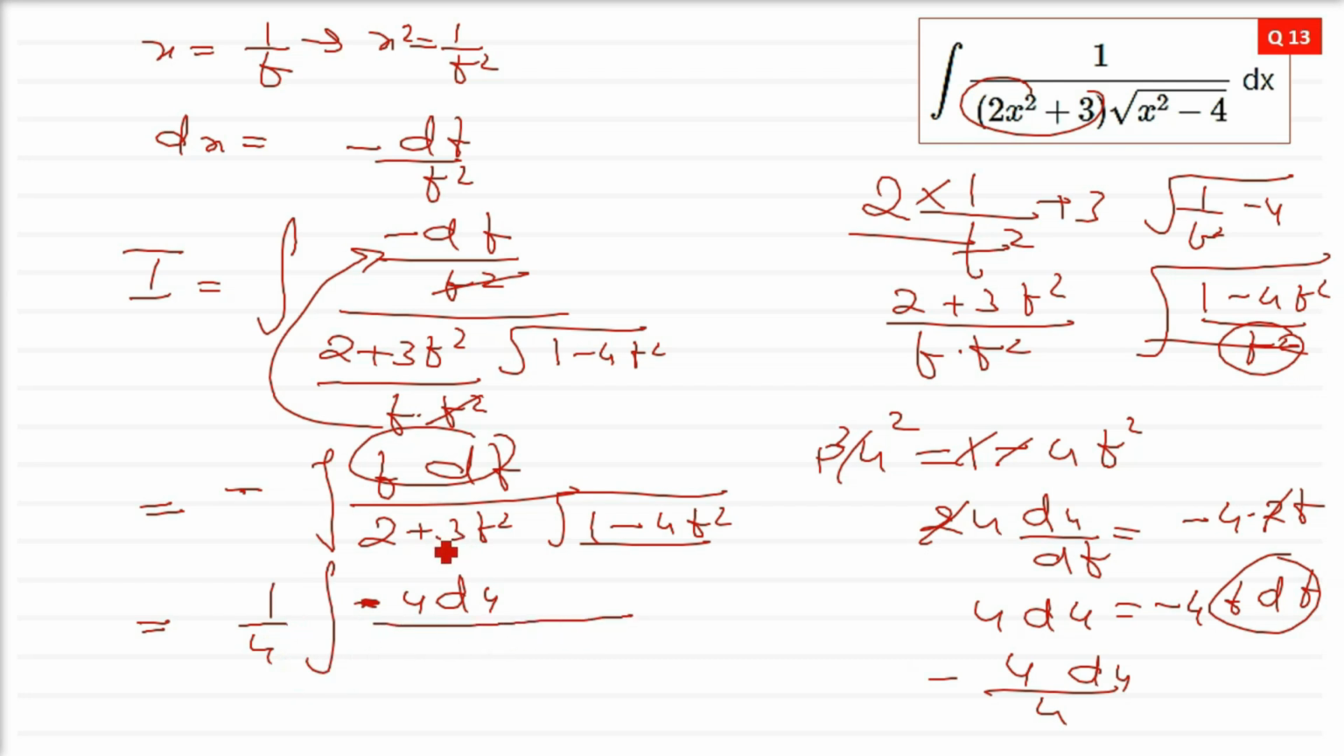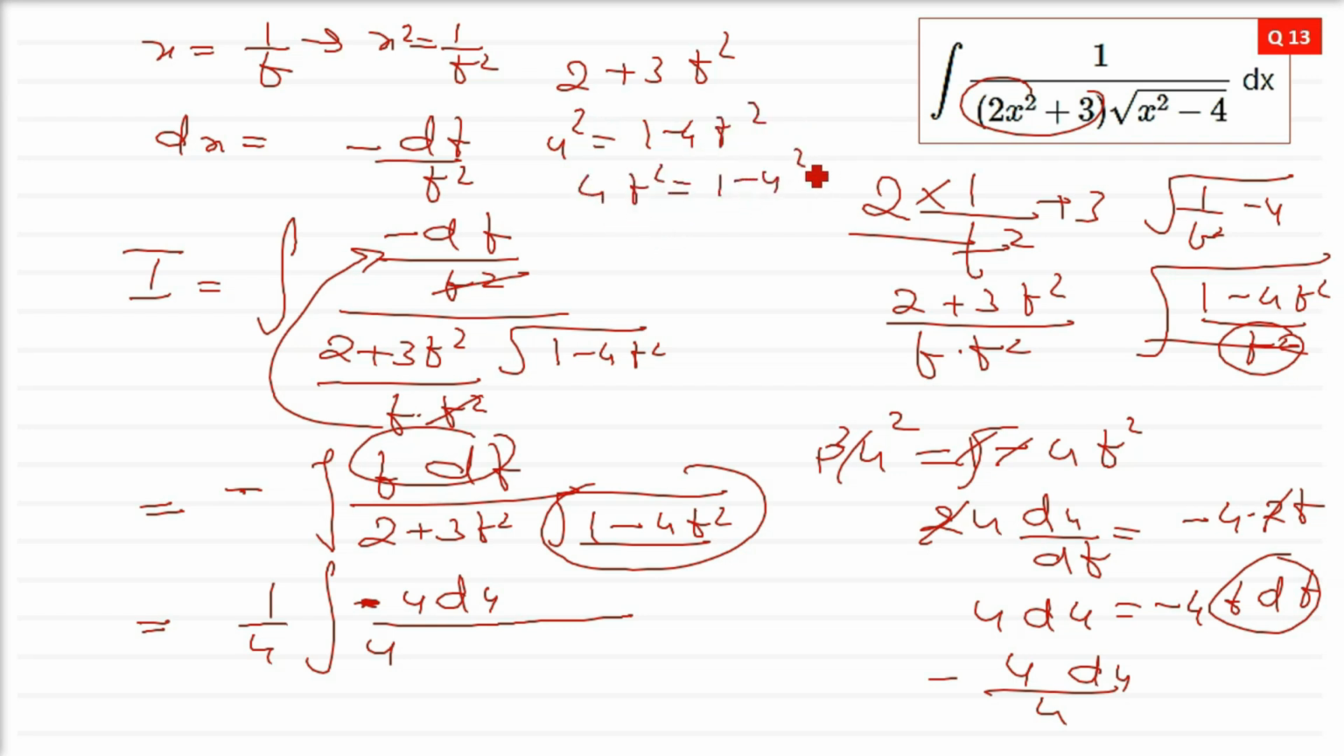U du in the denominator, because we have already taken 1 minus 4t square as u square, and the under root of 1 minus 4t square will be simply u. So I'm writing it first. Now what will 2 plus 3t square form? We have to bring this t square from here, because we have assumed u square as 1 minus 4t square. So we have to write t in terms of u. That's what I'm doing right now.